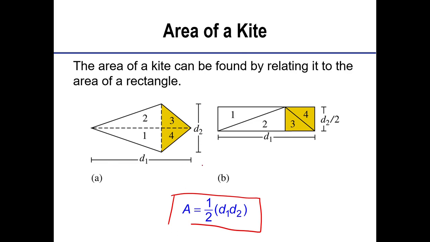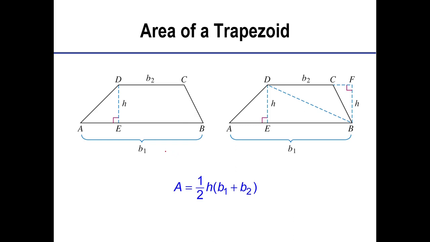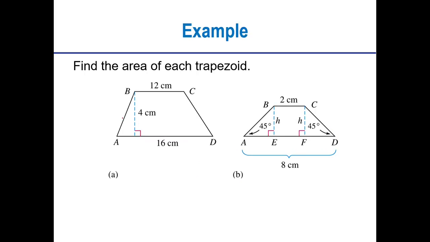d1 is the height of the kite, or the length of the kite, and d2 is the width of the kite. The area of a trapezoid is given by 1/2 times the height times the quantity b1 plus b2. Find the areas of each trapezoid. So please pause the video and try these on your own.